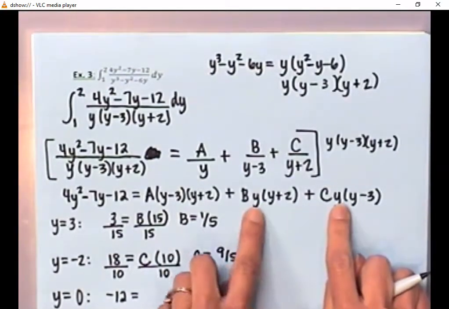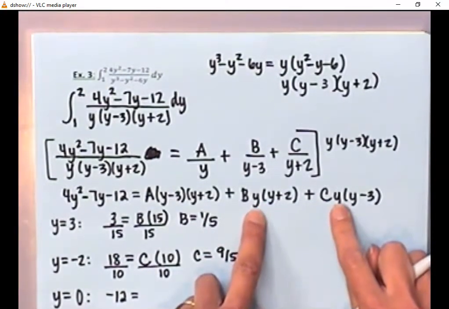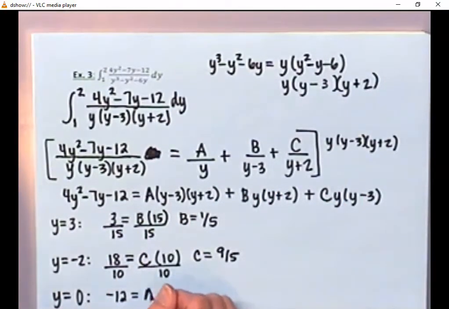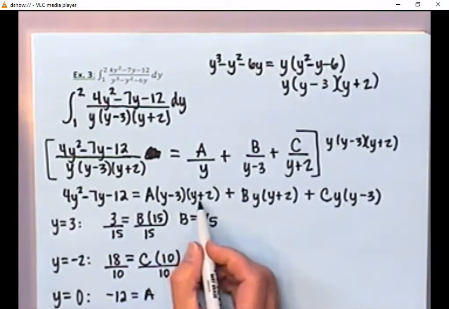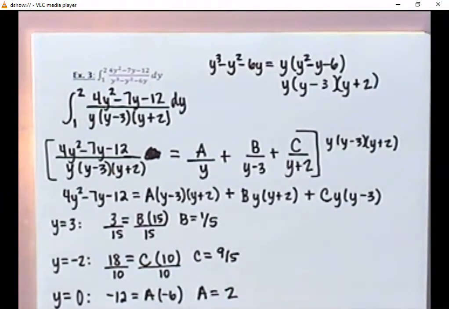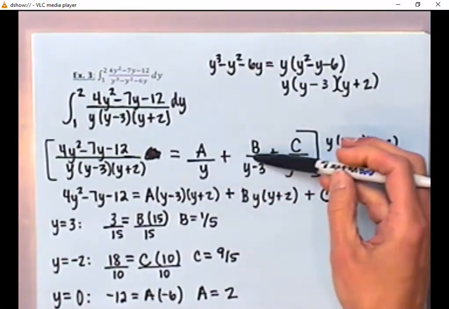B and C terms should now zero out because they have it times y. Those are zeros, so those are all 0. So we just have the A term left. 0 minus 2 is negative 3 times 2 is negative 6. So what is A? A is 2, it looks like, right? Okay, so you can get fractions, that's fine. But we found all our constants.